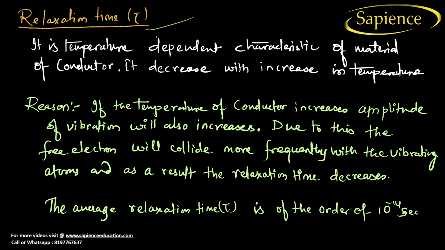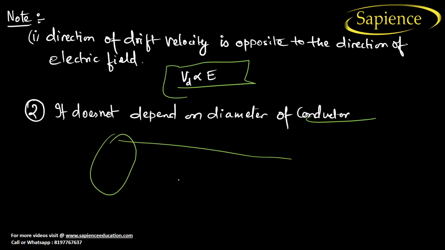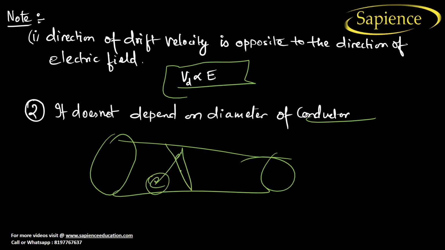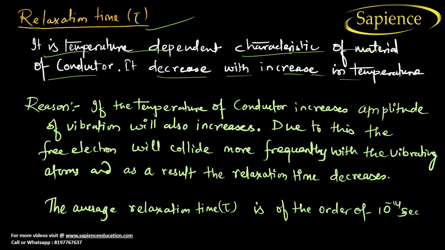Now, relaxation time. It is a temperature dependent characteristic of the material, of the conductor. It decreases with the increase in temperature. Relaxation time is the time required between two successive collisions. Let us consider a conductor and the electron is moving like this. The time required between two successive collisions, one collision, two collisions, is known as tau. So that is the relaxation time.